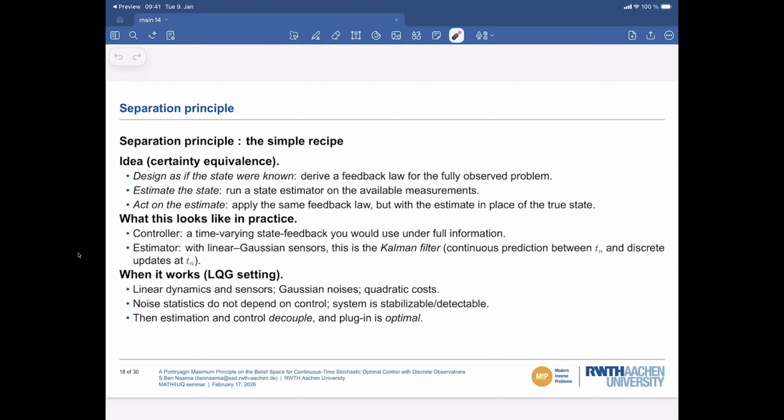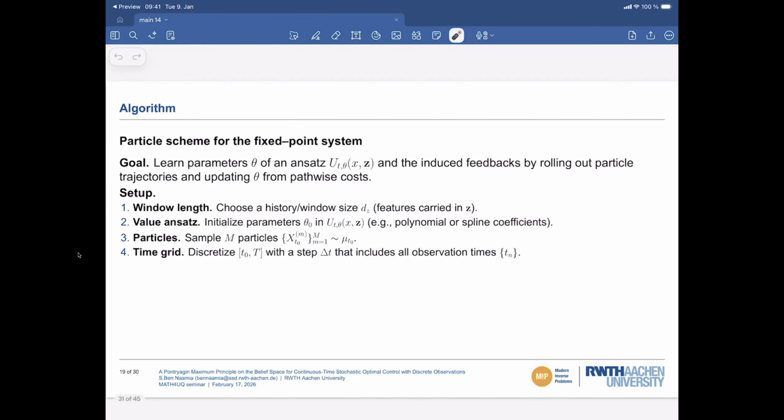So the separation principle will be very useful for us, to be able to compare our algorithm in the linear quadratic case, at least. So the question is how to solve that forward-backward system. Well, the idea is, again, we want to learn a set of parameters that we give for an ansatz of that function u, and we will use particular trajectories. We form trajectories from the given prior, and we use these costs that are induced afterwards to train it.